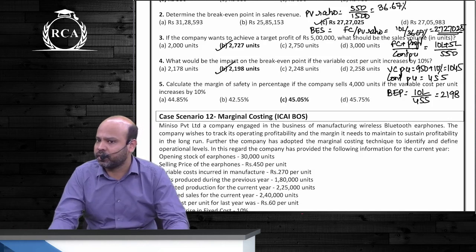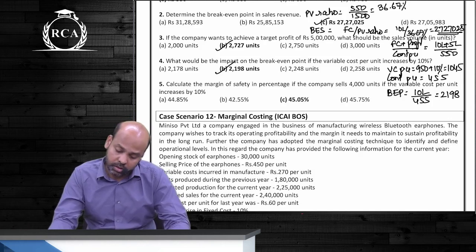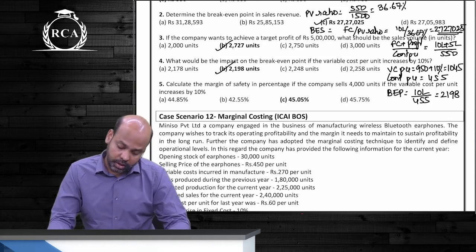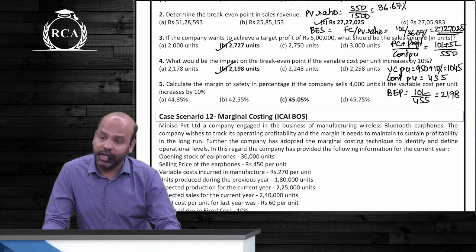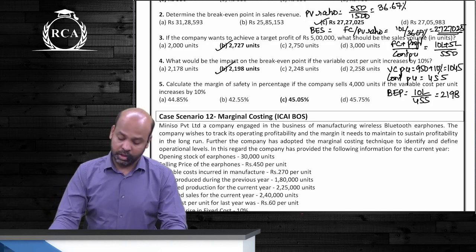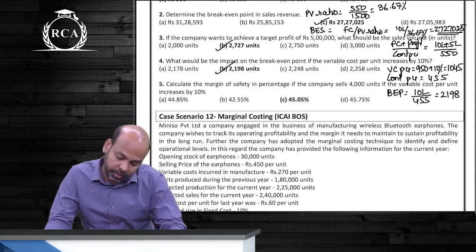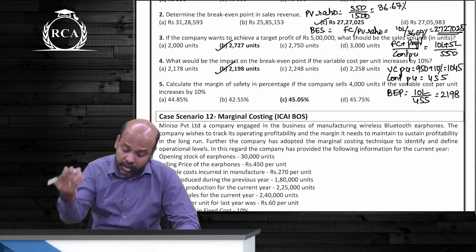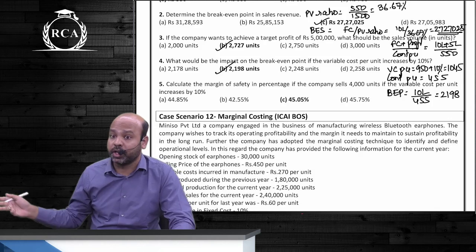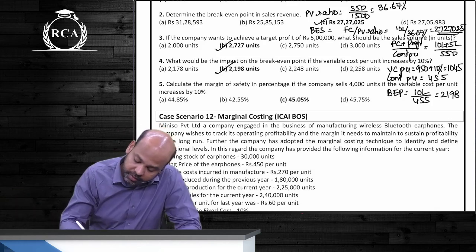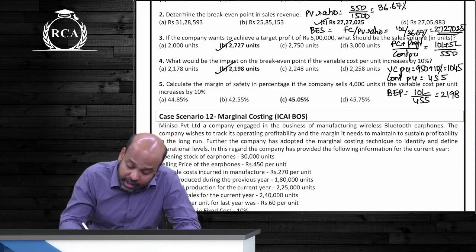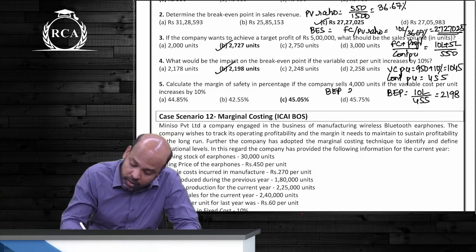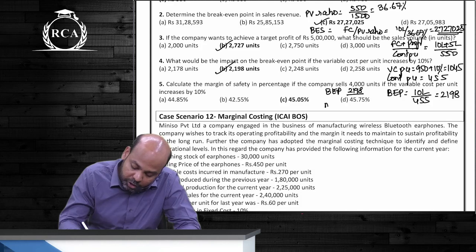2198 units, guys, is your break-even point. Now the question says, beta, that you are selling how many units? 4000 units. What is your variable cost per unit? It is still increasing by 10%. Now the best part, beta, you do not have to compute anything again. What are your total sales? 4000. Break-even point already computed, guys.